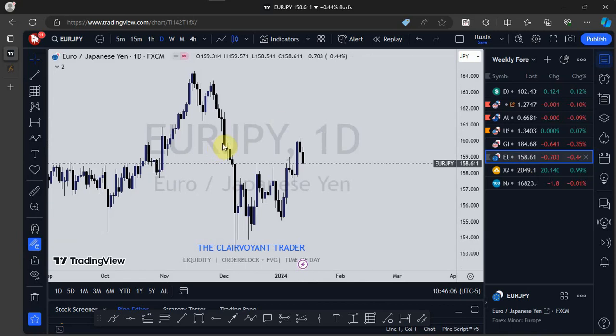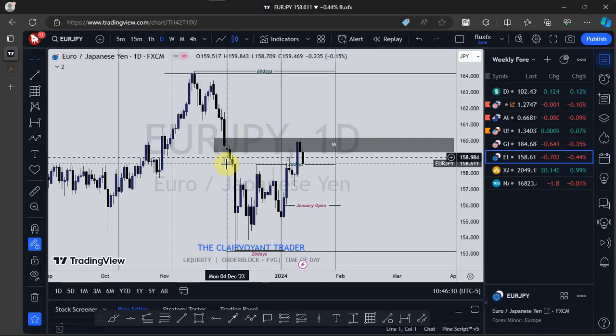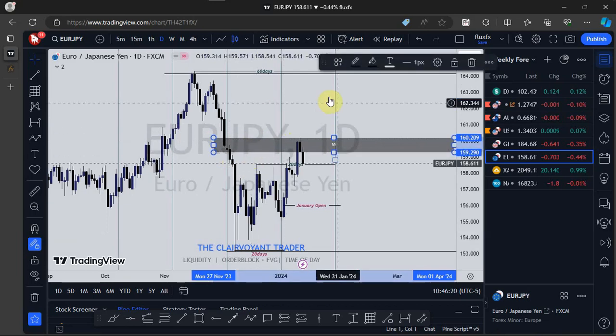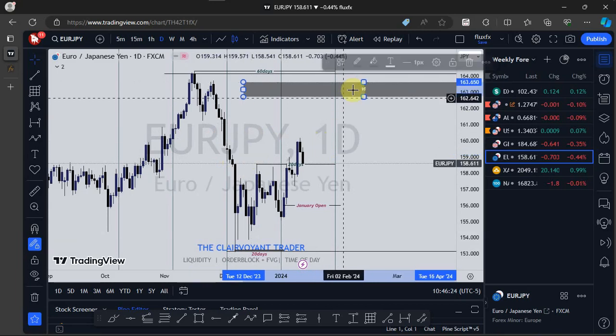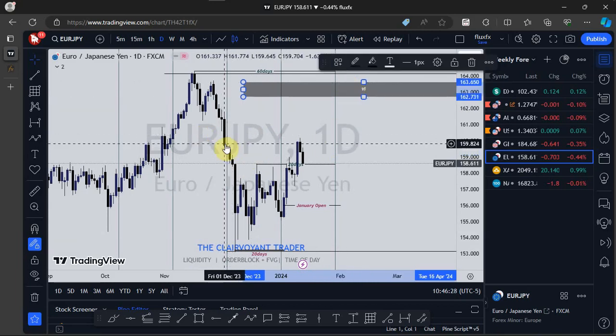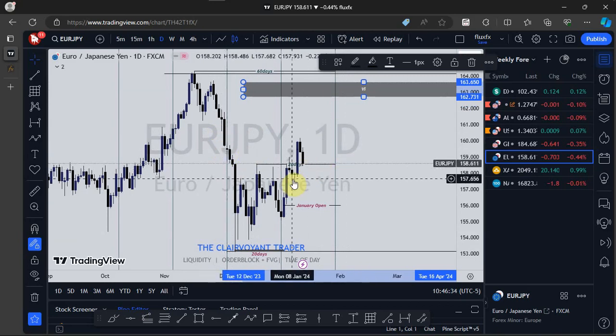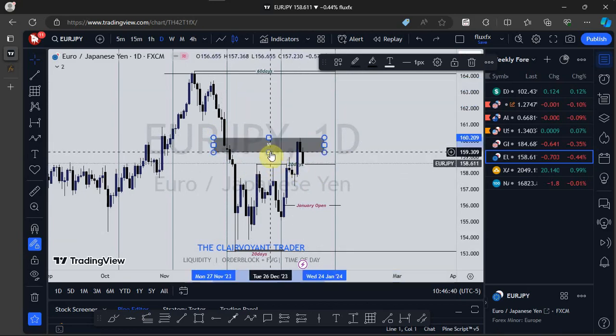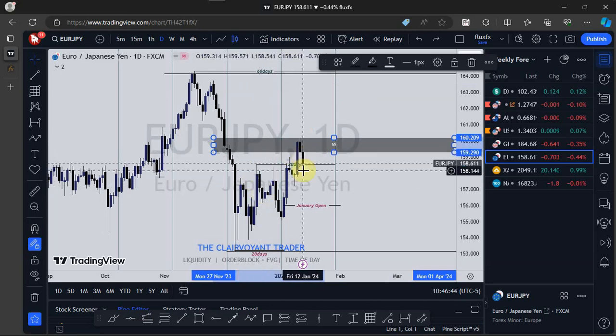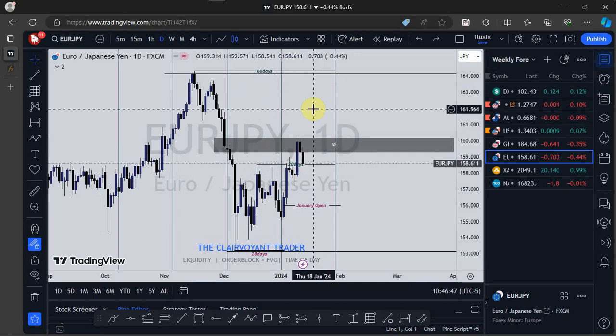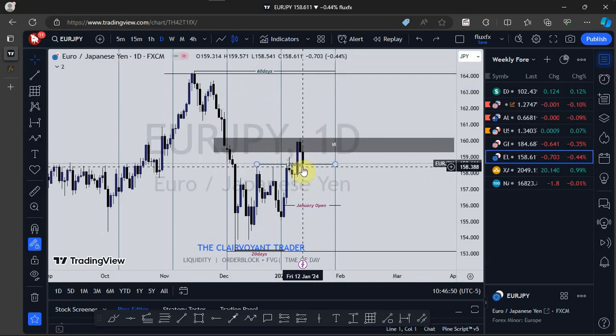On the daily, we've seen price fill this volume imbalance and also a fair value gap. If I take off this zone right here, you see the fair value gap between this low and this high, that is a fair value gap plus the volume imbalance. Right after that, price also took out the previous 20-day high. First of all, I want to see price continue to push to the downside, and aside from pushing to the downside, I want to see price also close below the previous 20-day high.